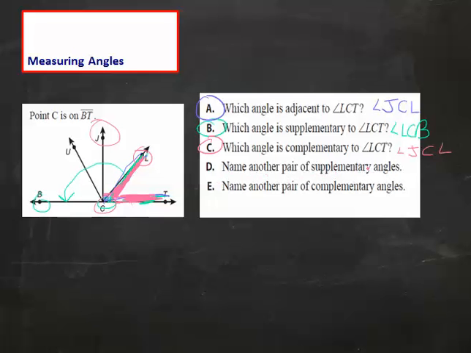It says name another pair of supplementary angles. There are so many pairs of supplementary angles here, but I'm going to use my highlighter and show you one pair of them. UCB, I'm going to change it to pink, would be supplementary to UCT. And then name another pair of complementary angles. Well, I can do it on the flip side of what I did the last time. I can say that JCU is complementary to UCB.